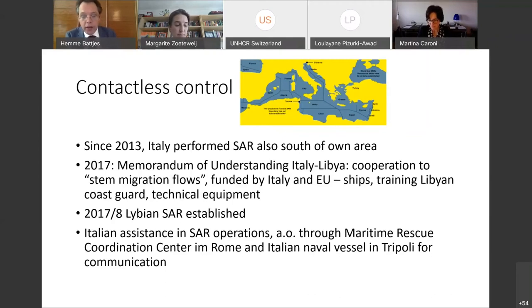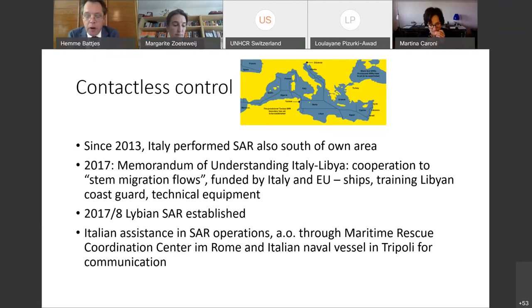So Italy has donated ships to the Libyan Coast Guard. They have secured training of Libyan Coast Guard members, and they have furnished all kinds of technical equipment. And on the request of both the EU and of Italy, Libya again established its own search and rescue area north of its territorial waters. So on paper, in that area, Libya now performs its own search and rescue operations.